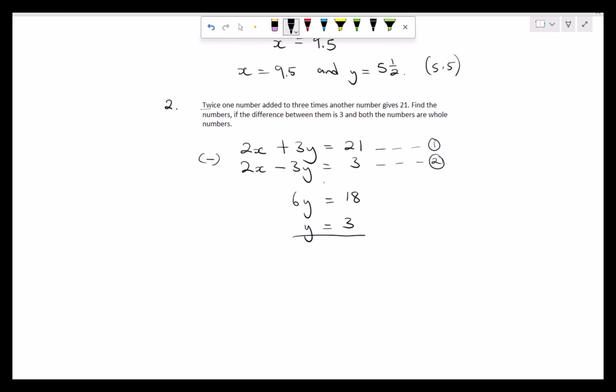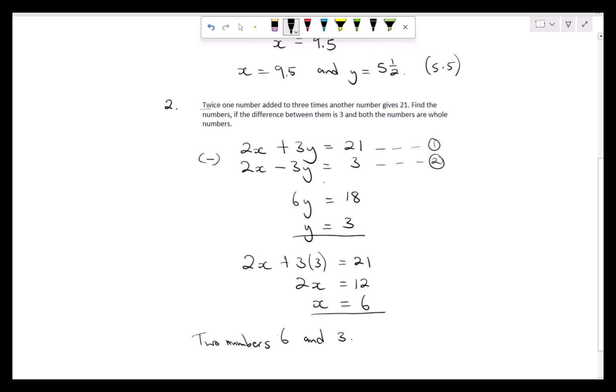And then we substitute our y is equal to 3 into equation number 1 and we get 2x plus 3 times 3 is equal to 21. So we have 2x is equal to 21 minus 9, that gives us 12. You divide both sides by 2 and we get x is equal to 6. So our two numbers are 6 and 3. These are our two numbers that we were looking for.